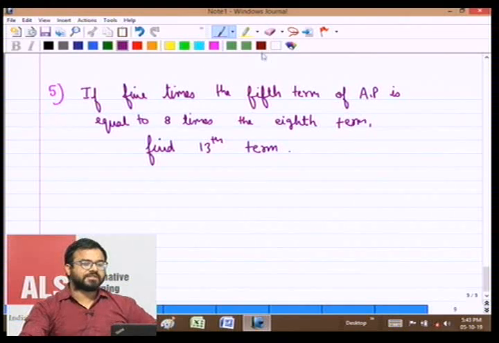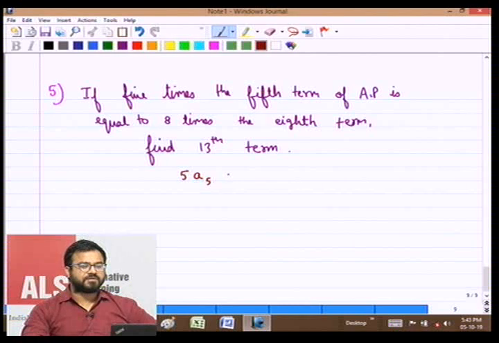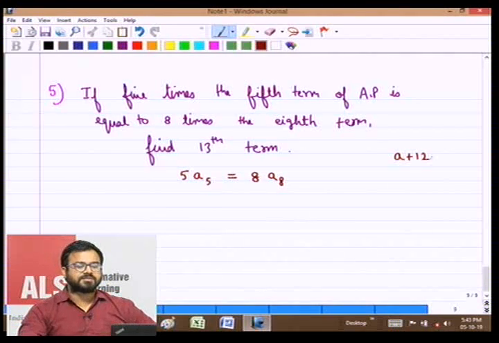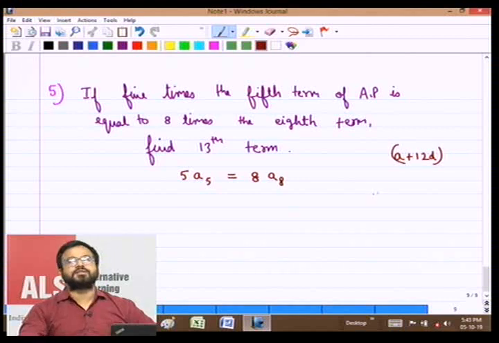You can solve it in this way. 5 times the 5th term, 5 times A5, is equal to 8 times A8. Only one equation is there, and we have to find the 13th term. The 13th term is nothing but A plus 12D. This is the 13th term, so we have to find the value of this.